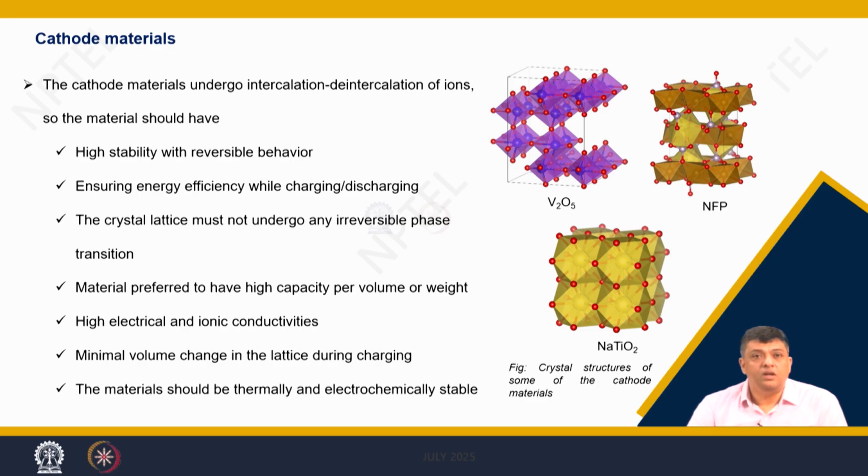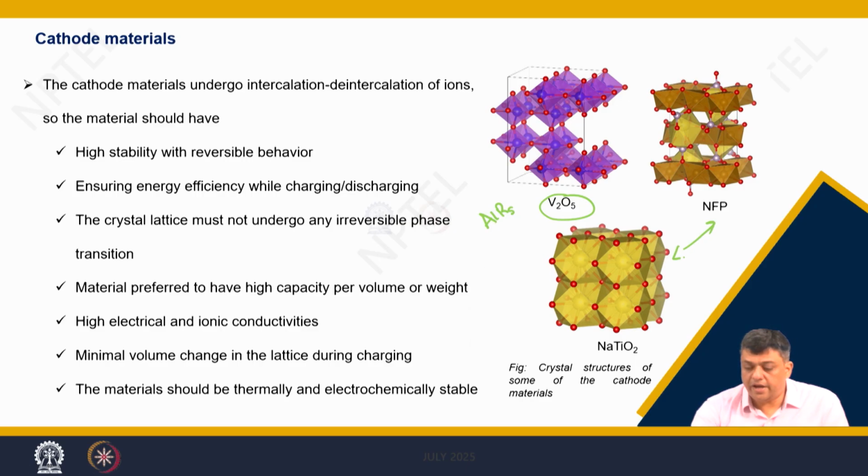If you look around, you will find that, for example, there are various types of materials which are being used in structures other than lithium ion batteries. For example, V2O5 is extensively being used in aluminum ion batteries.